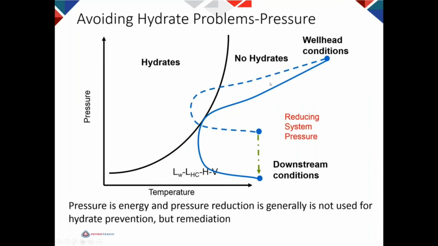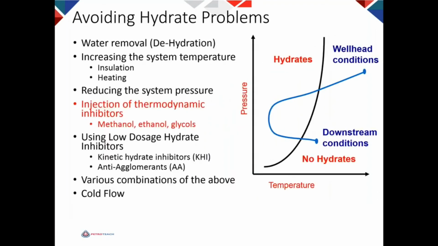The other option is to reduce the system pressure. We don't really do that because pressure is energy. We don't want to lose energy. If it is only 1 bar or 2 bar that moves us outside the hydrate phase boundary, that's fine because we can recover the pressure in the compressor unit, at some extra cost, but we really don't use pressure drop for avoiding hydrate. So we need to find another solution. We only use it for removing the blockage.